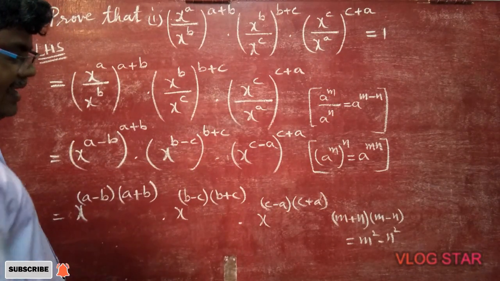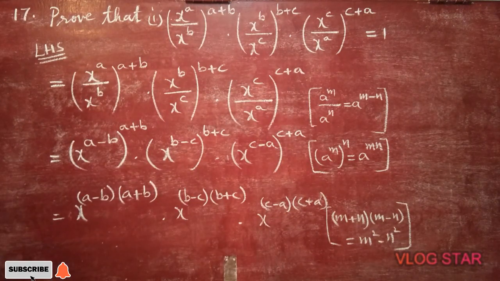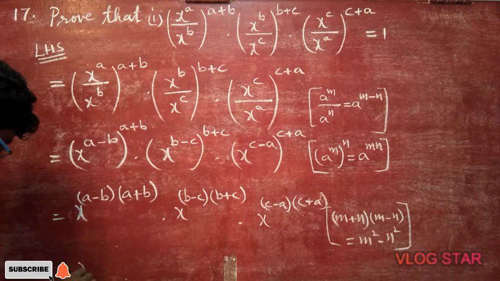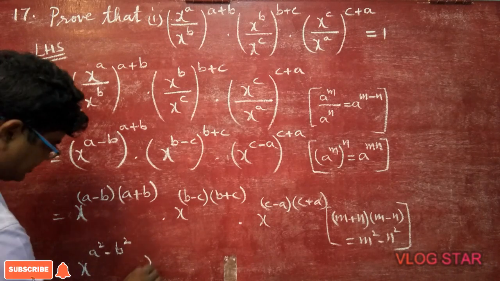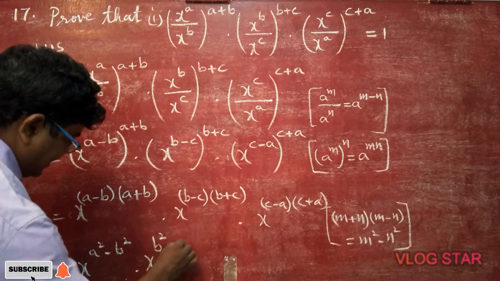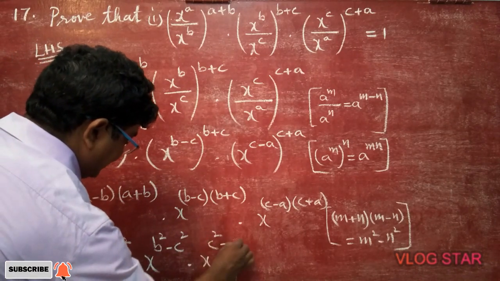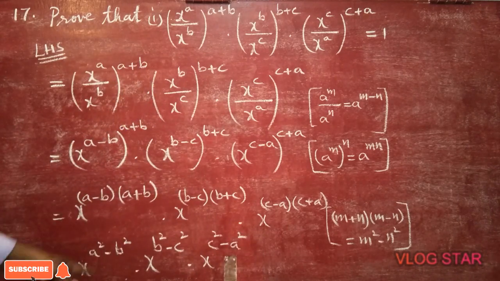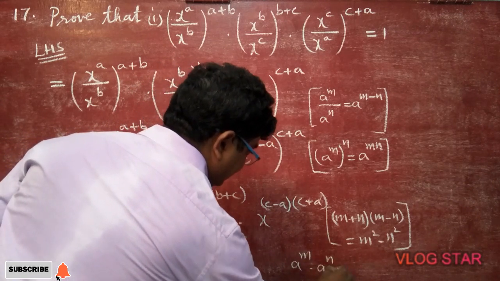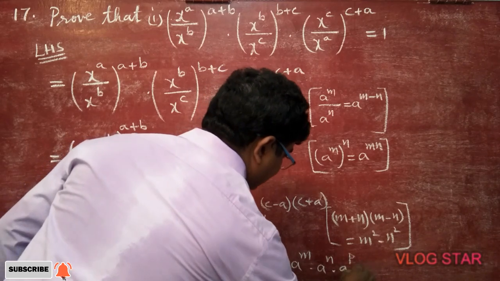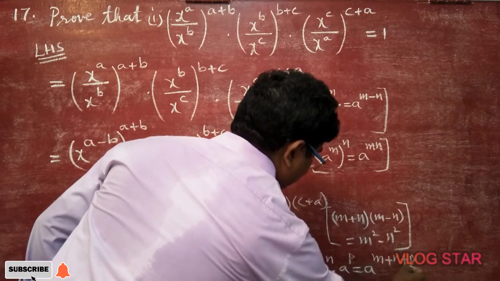Or otherwise you can write directly A plus B into A minus B, A square minus. Already here A, B came, that's why I changed the alphabet. Already here, so x to the power of A square minus B square into x to the power of B square minus C square into x to the power of C square minus A square. Now again it is in which formula, you know? A power M into A power N into A power P is equal to a to the power of m plus n plus p. Are you able to follow?